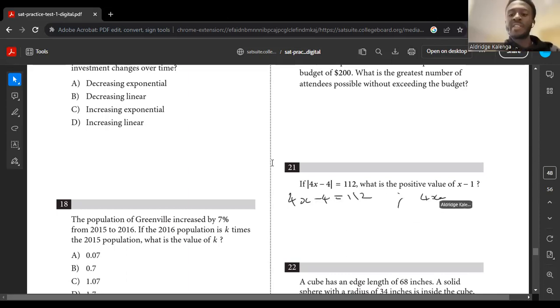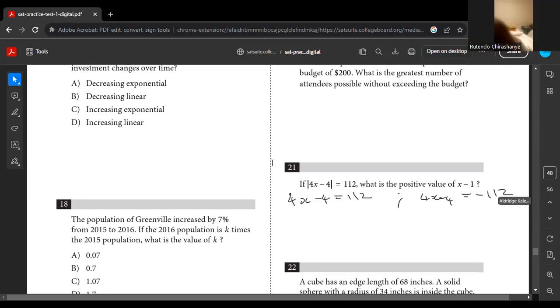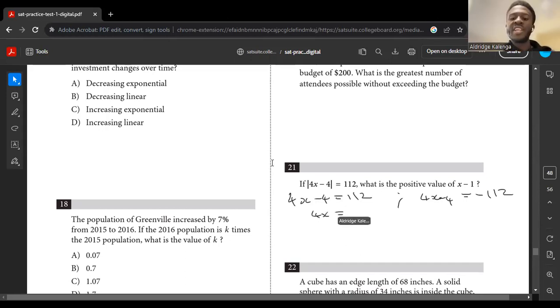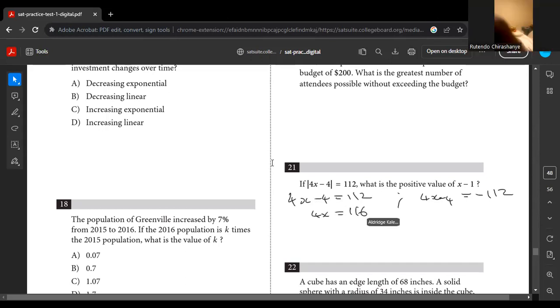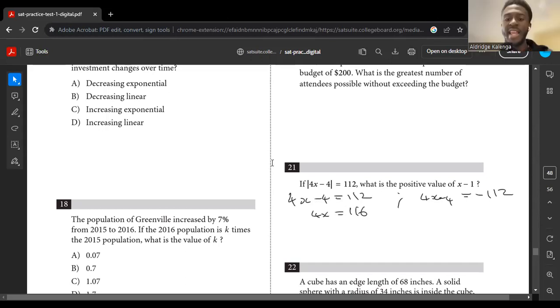Actually, you have to do it 2 ways. Ideally, you're supposed to do 4x minus 4 is equal to 112, or 4x minus 4 is equal to negative 112, because we don't know if it's positive or negative. So we solve for both of them. Like Audin said, you take the 4 to the other side, you have 116, and 116 divided by 4 is 29. So our x is equal to 29.